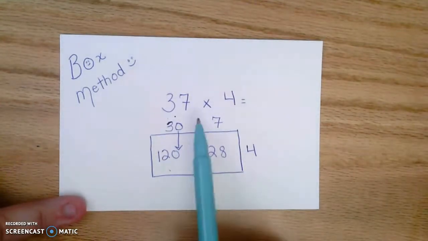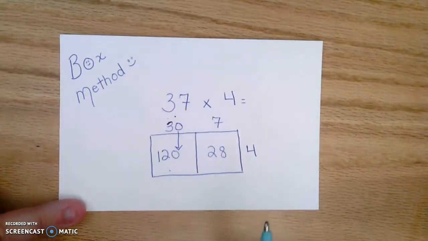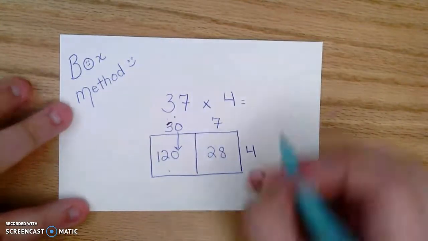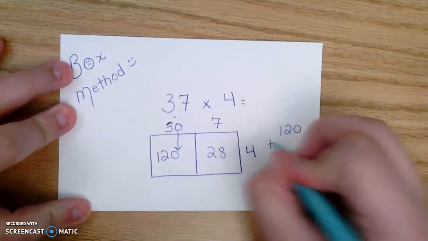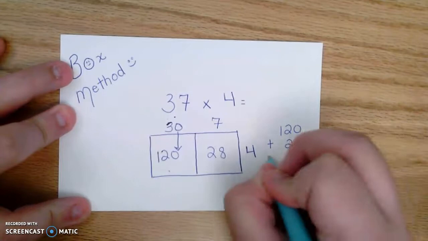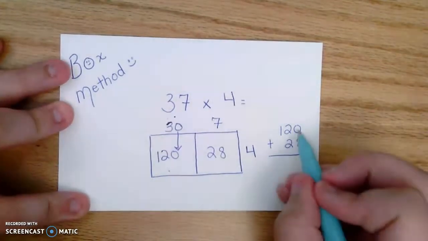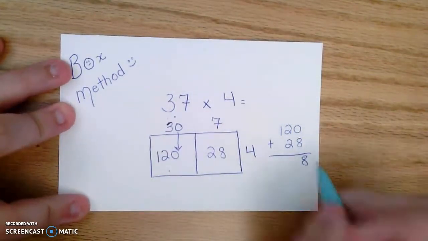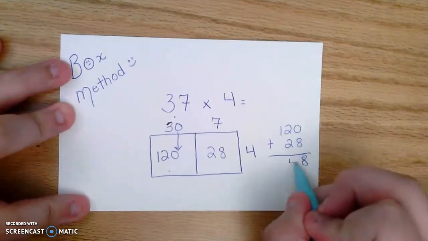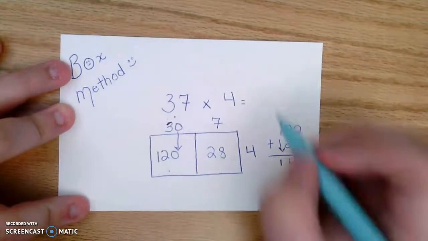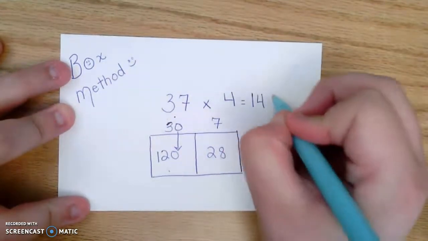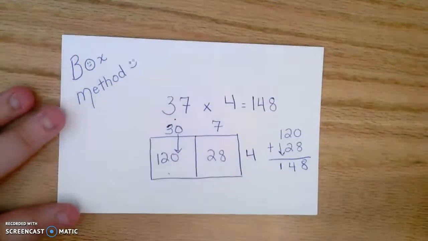But of course, our question isn't 120 and 28. Our question is, what's 37 times 4? So the last part you have to do is add this together. So we're going to take 120 over here, plus 28, and we're going to add it together. So we have 0 plus 8 equals 8. We have 2 plus 2 equals 4. And we can bring that 1 right down to make 148. So 37 times 4 is equal to 148.